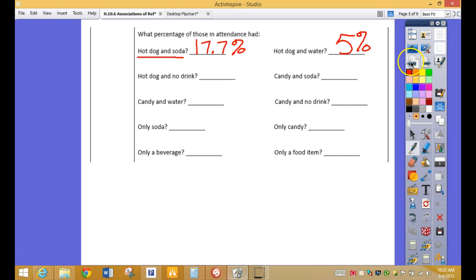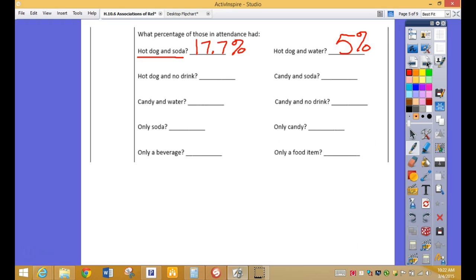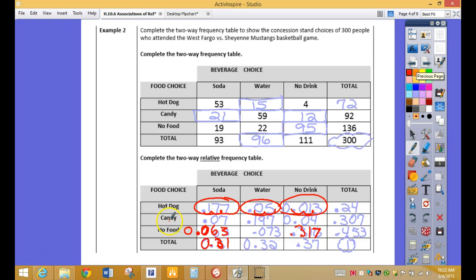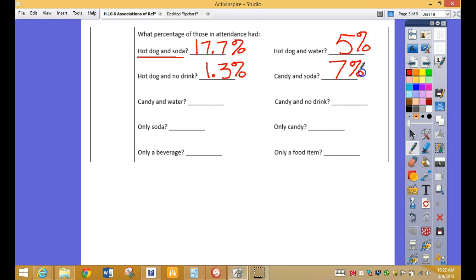And how about hot dog and no drink? What do you get? Yep, 1.3%. Candy and soda. 7%. Candy and water. Good. 19.7%. How about candy and no drink? 4%. What about only soda?